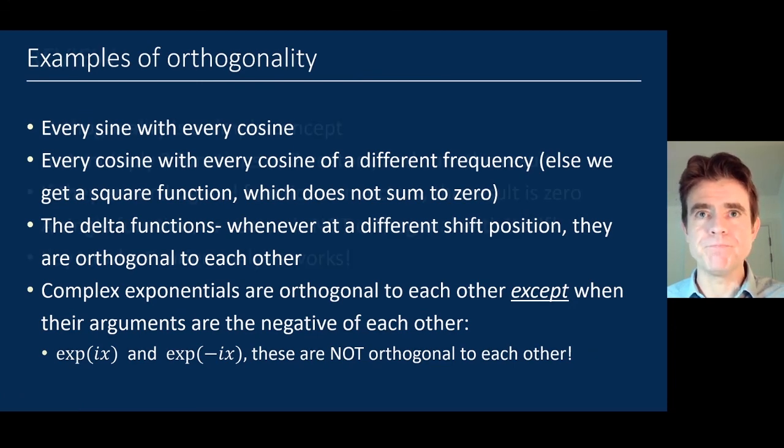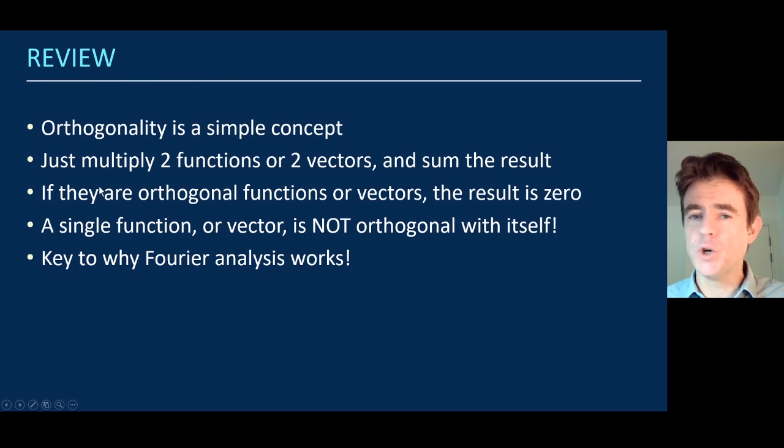So in review, I hope you're convinced orthogonality is really a very simple concept, and it's extremely useful for Fourier analysis and for decomposing into orthogonal basis functions and basis vectors. Anyway, the recipe, if you like, is you multiply two functions together or two vectors together, point by point, sum it up and look at the result. If the result is 0, they're orthogonal. If the result is not 0, then they're not orthogonal.